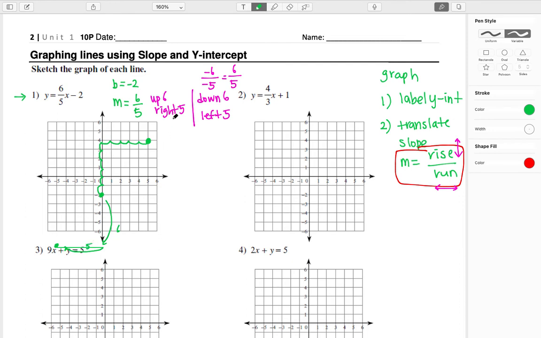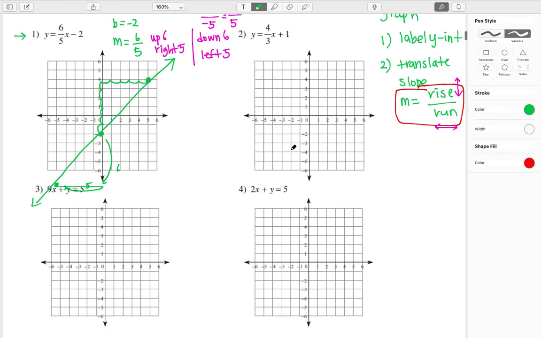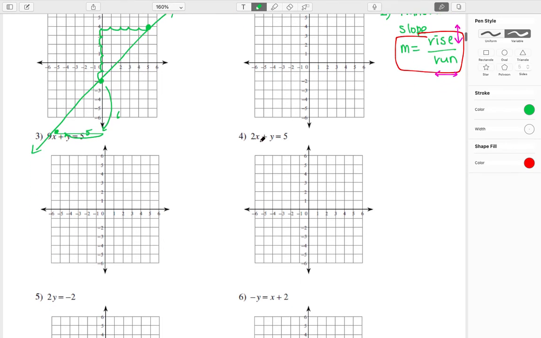So then, using your ruler, you could draw a straight line with arrows at both ends. So I would like to see approximately 3 points for every graph. Okay. Now let's try another example.